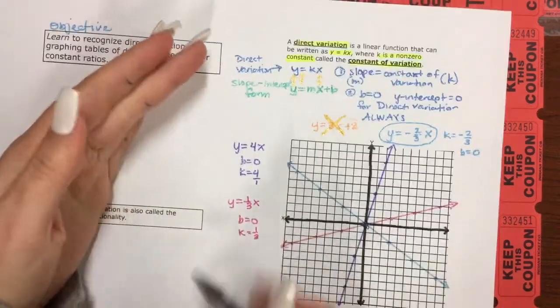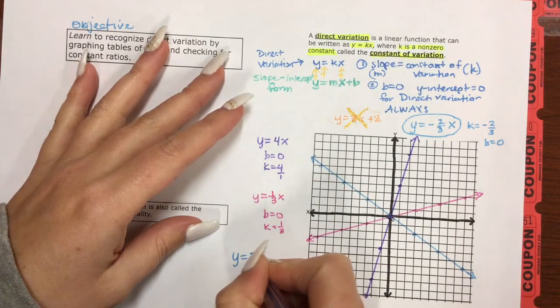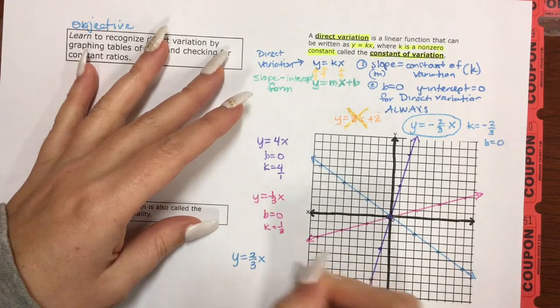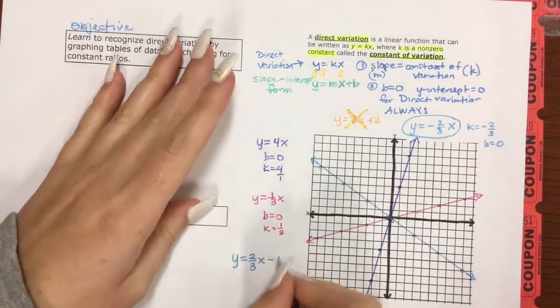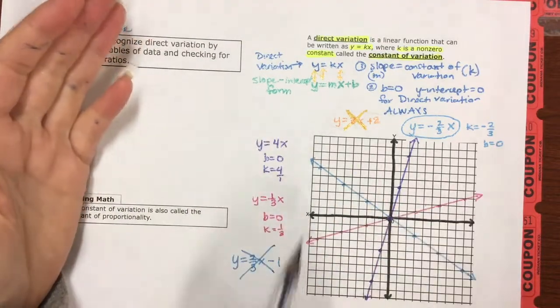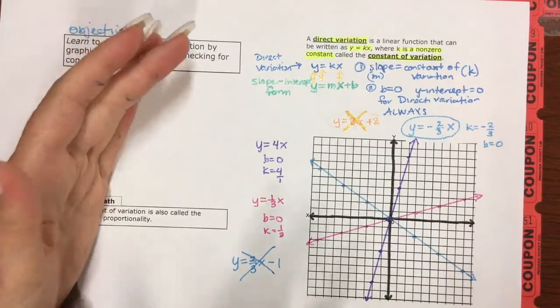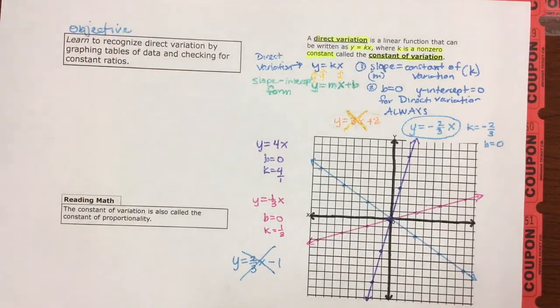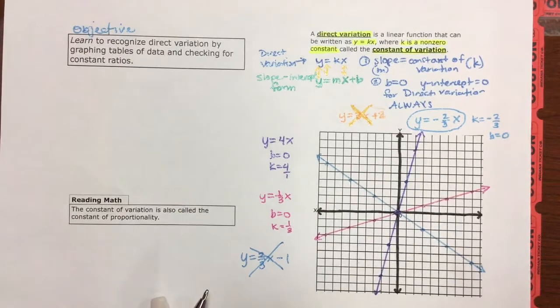So if you had something like this, y equals 2/3 x minus 1, would that be a direct variation? No, it would not, because it has a y-intercept there of -1. And direct variations always have a y-intercept of 0. So just looking at it, you would know that it is not a direct variation. Direct variations have to have a y-intercept of 0.